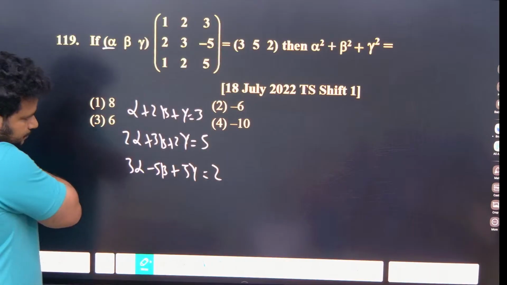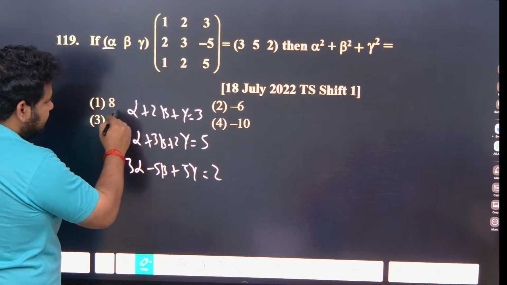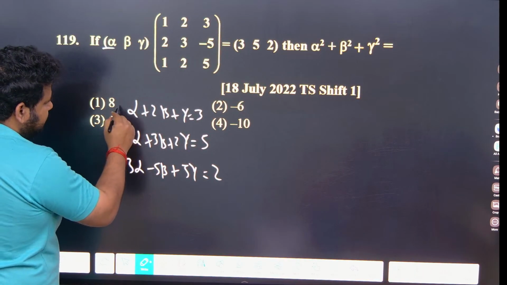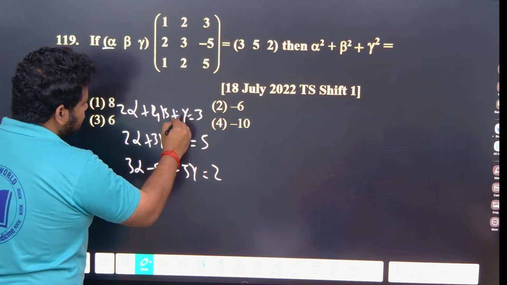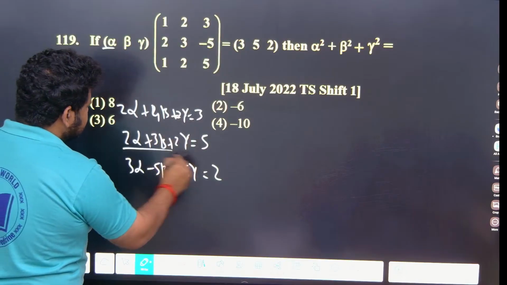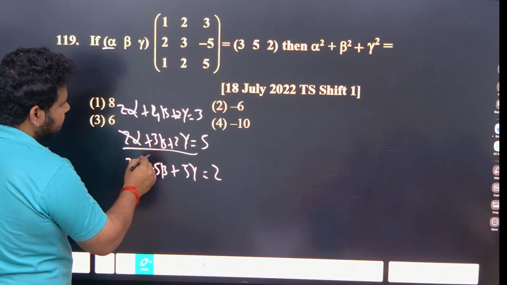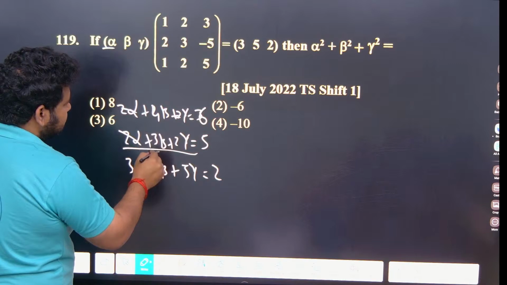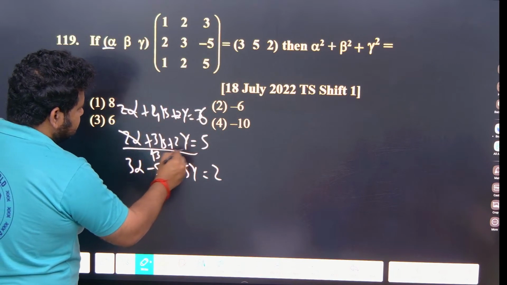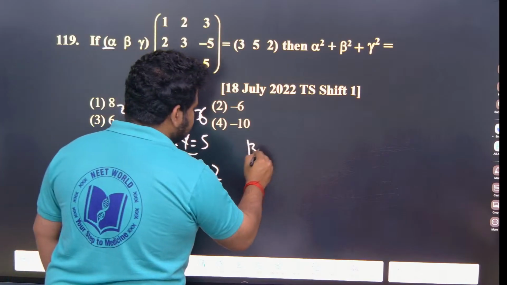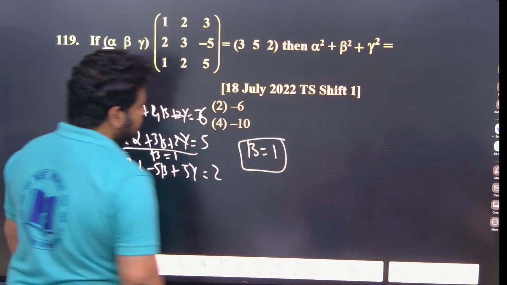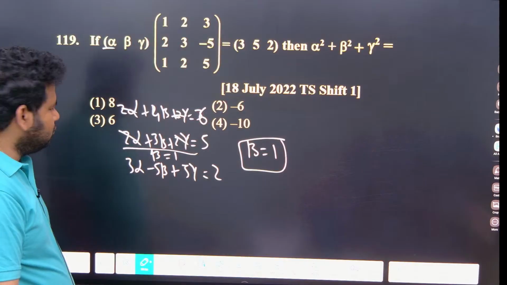Okay. Now, this one and this one I can solve. I can multiply this by 2. If I multiply this by 2, it will be 2 alpha, 4 beta and 2 gamma. Subtracting, this and this will cancel, and 6 minus 5 is 1. So, beta will be equal to 1.